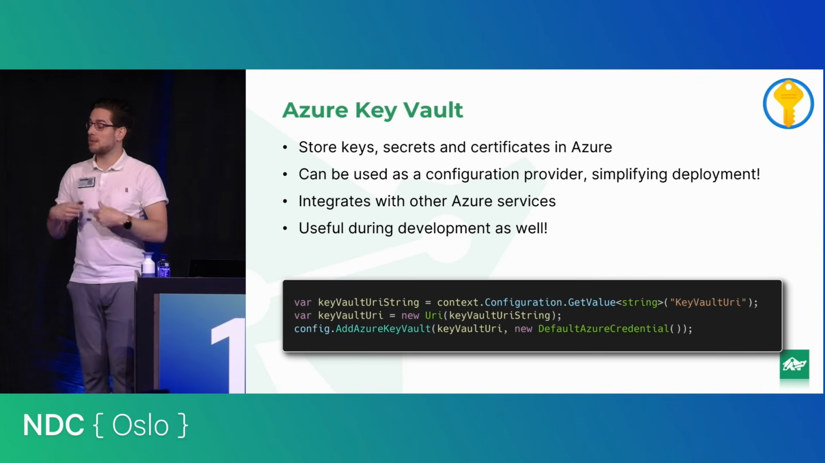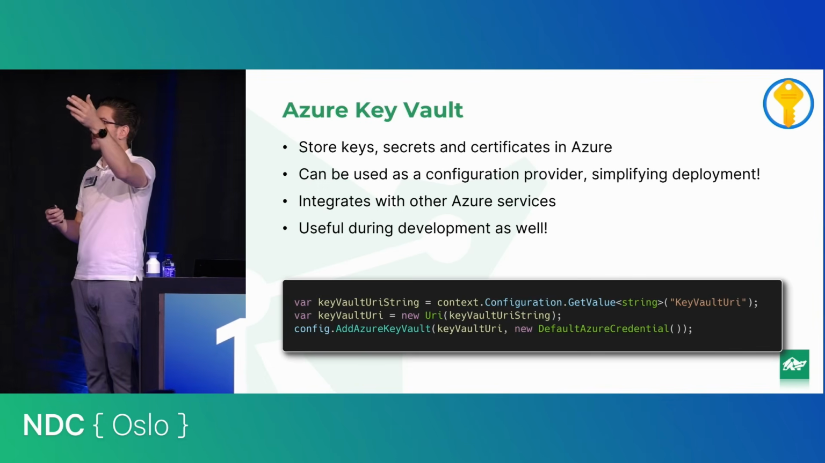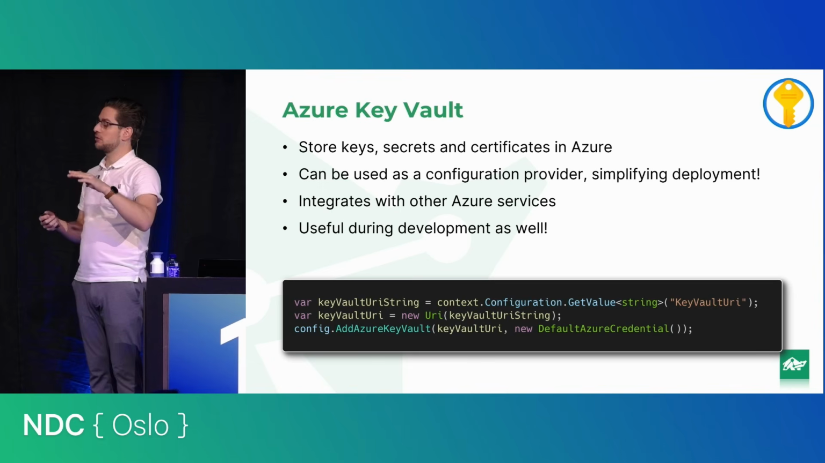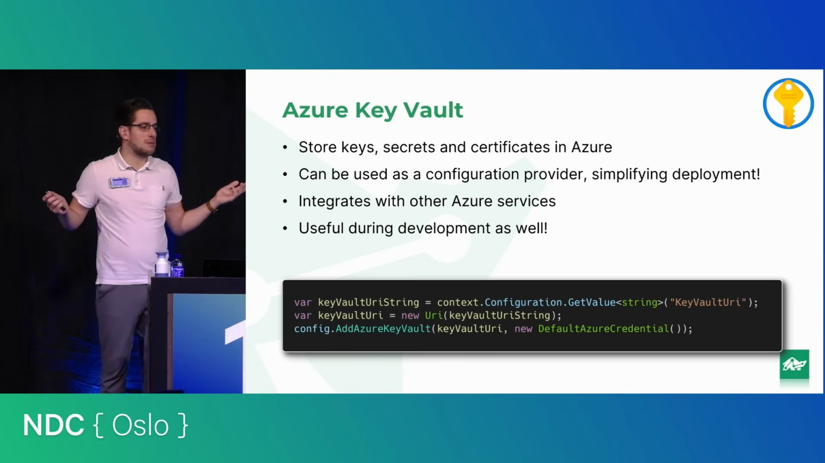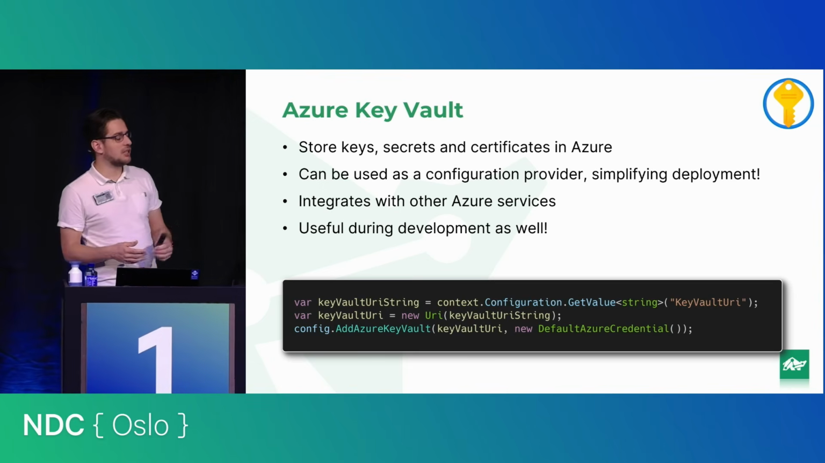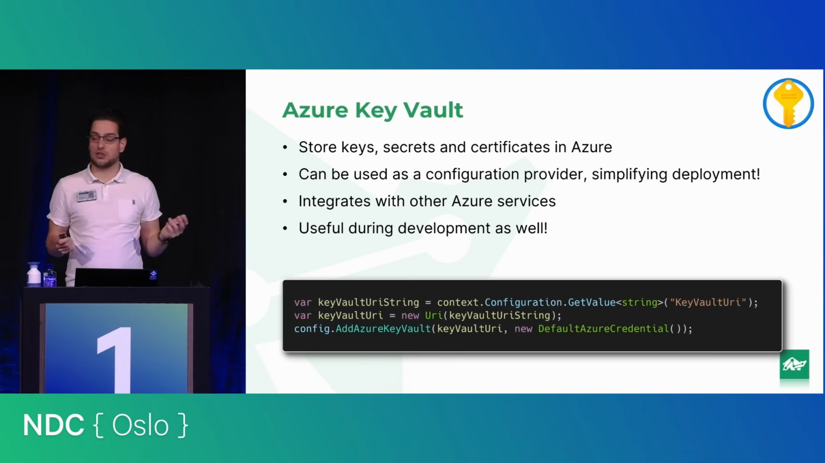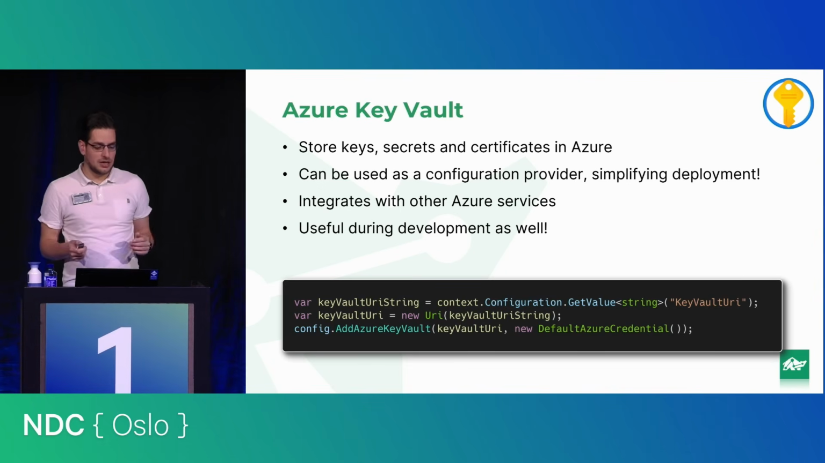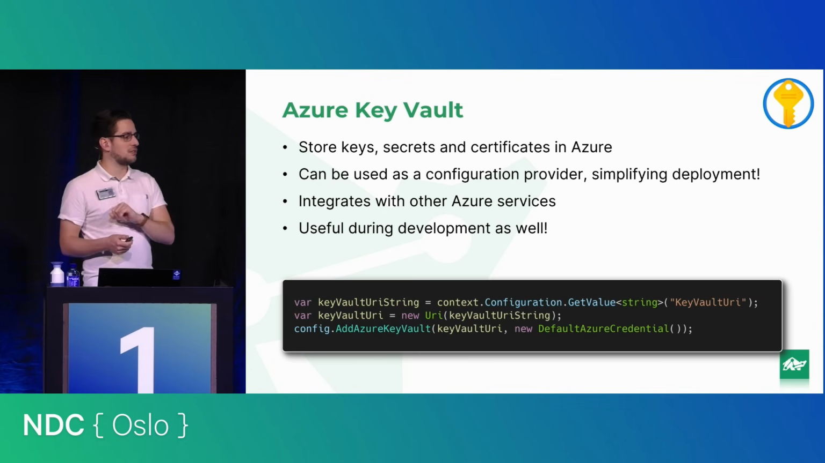You can just, when your application starts, it will go to the Azure cloud, grab the values, store them in the configuration system, and you're done. It'll just store them in memory, which is, I guess, also a little bit more secure. The Azure Key Vault also integrates with lots of other services like the Azure App Service and stuff. And this is also really useful during development.